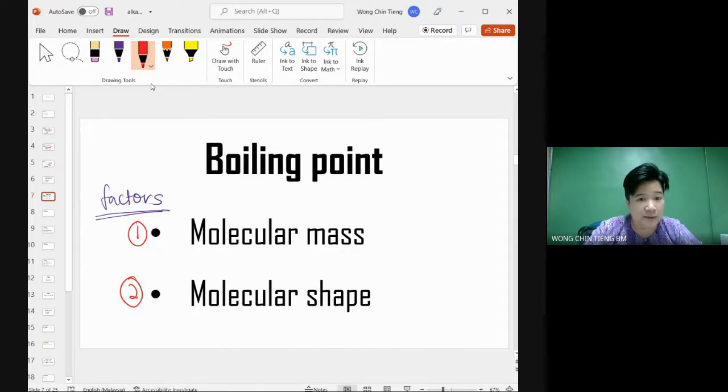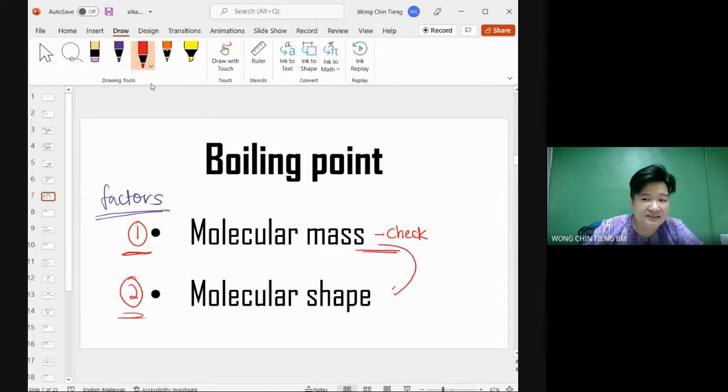Kalau saya bagi nombor, bermakna benda tu ada priority. Kalau saya tak bagi nombor, bermakna benda tu tak ada priority. Okay? Bila saya bagi nombor, apa maksud dia? Bila ada priority, means you must check this first. Kamu kena check benda ni terlebih dahulu. You need to check the molar mass first.